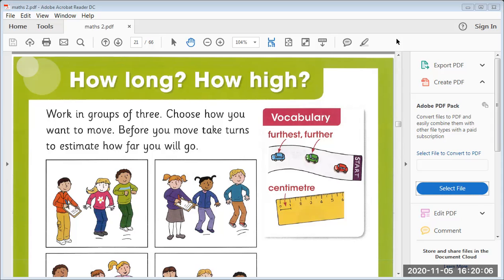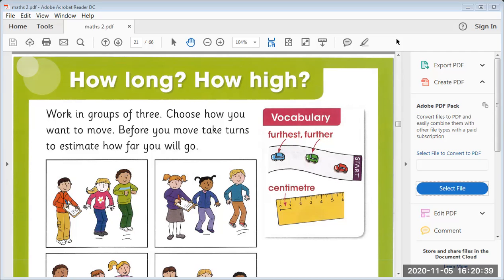Good afternoon. Now, this is our topic today: how long and how high, or we find the height or the length of different objects. And when we find the length of different objects, we use different instruments to find the length of different objects.